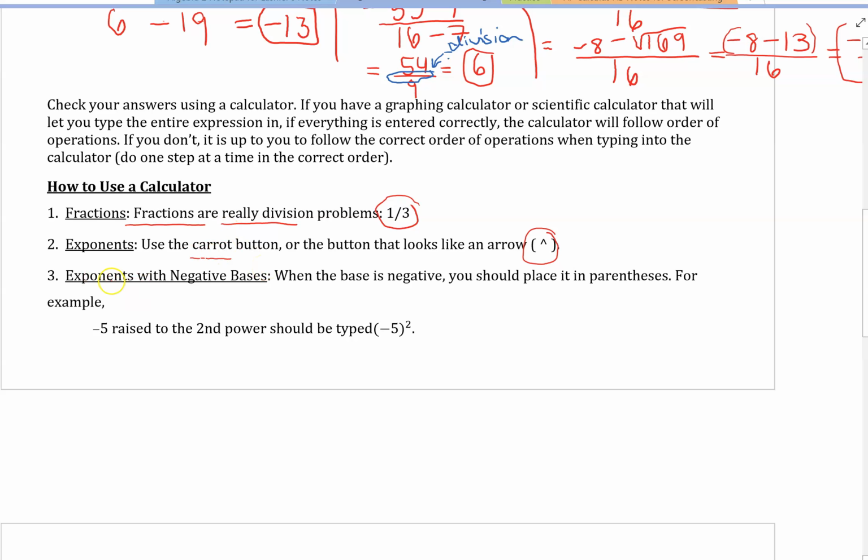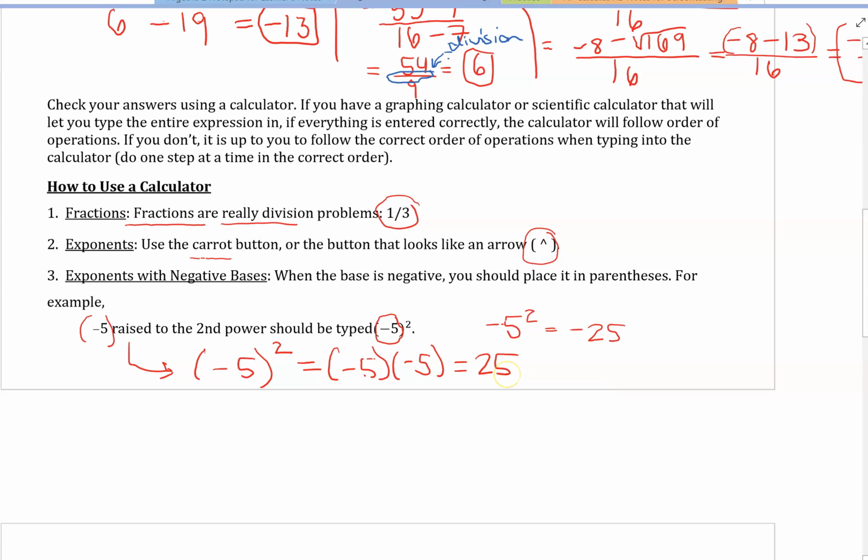And then if you have an exponent with a negative base, make sure you put it in parentheses, because if you type this on your calculator, oftentimes it'll give you a negative value because it'll do the order of operations. It'll square the 5 first and then multiply by -1. So if what you're trying to say is all of -5 is being raised to the second power, then you have to say it this way. And then your calculator will understand that as -5 times -5 and will give the correct value of 25.